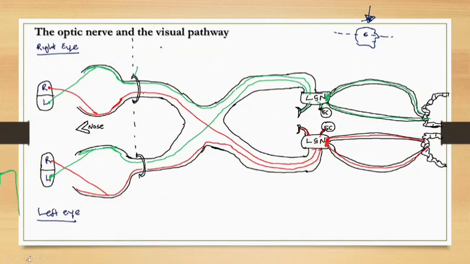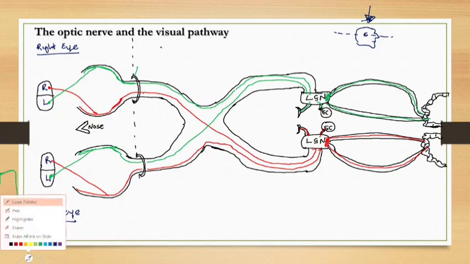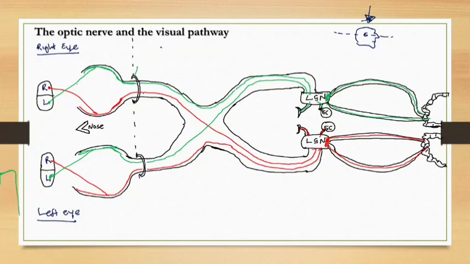So let's label what we have here. From the previous slide, I mentioned that the optic nerve will enter the middle cranial fossa via this foramen or canal, which is called the optic canal or canalis optica. So here we are in the middle cranial fossa, and here is the optic nerve.